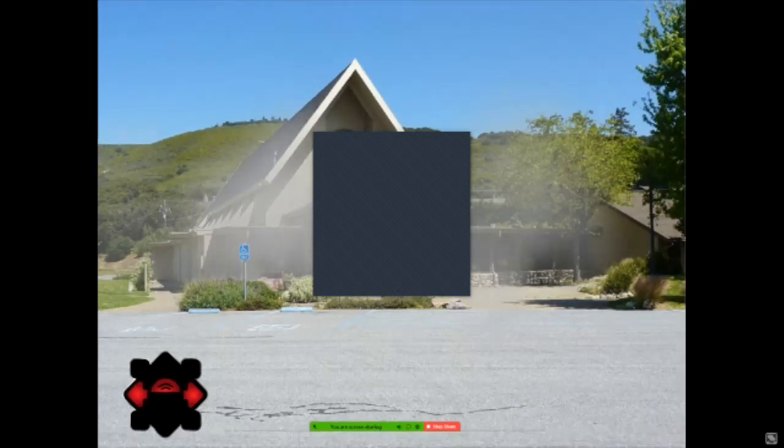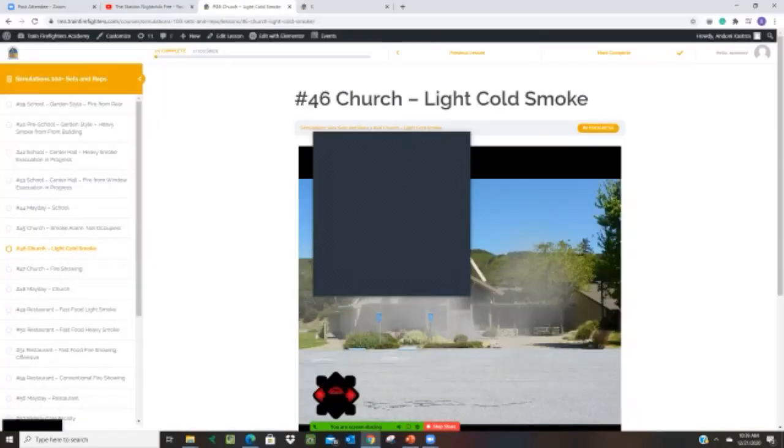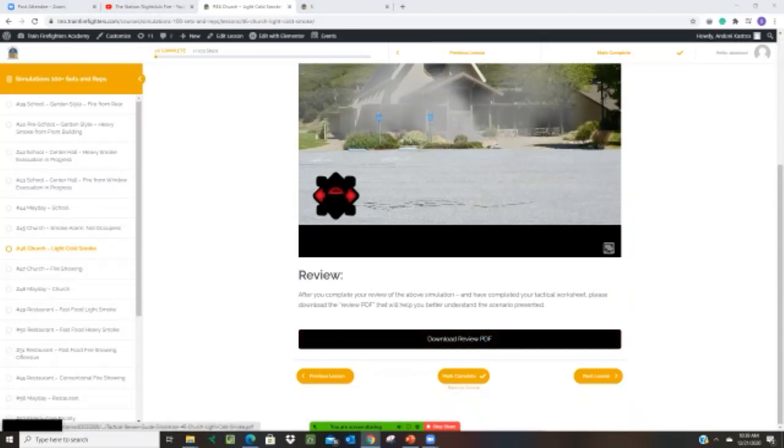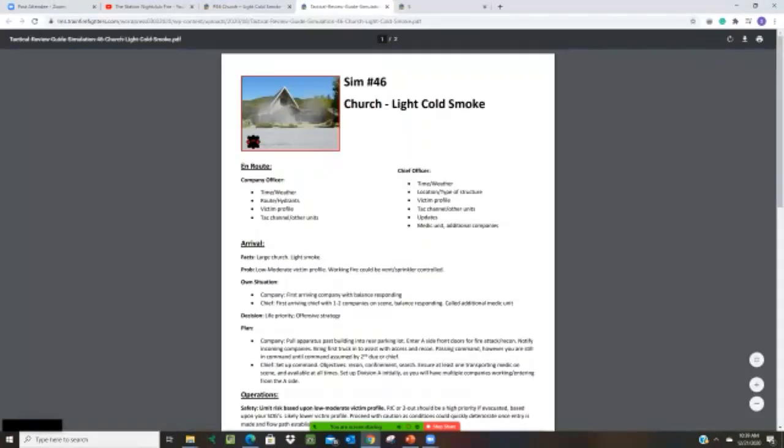And this next one, so let's go over the review guide for this particular one we just looked at, because I want you all to see what the review guides look like in this course if you choose to access it. So here we are, and we're looking at the tactical review guide for this simulation number 46, which is a church with light cold smoke. So notice we have en route our company officer considerations and our chief officer considerations. So let's go through those rapidly.